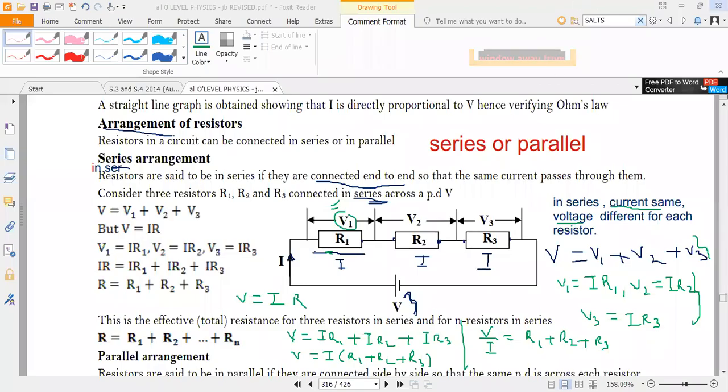That is what we get. So finally, after dividing by I, we know that from Ohm's law, because Ohm's law tells us that V is given by IR, that is Ohm's law.